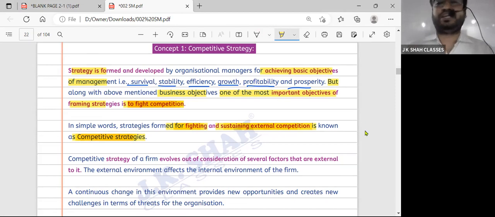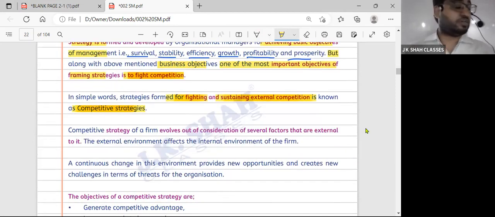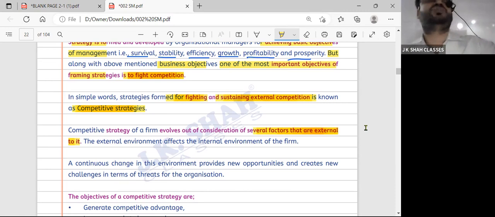And this is what I give you example for. Your competitive strategy will evolve out of consideration of factors of external environment. So if your competitor is offering some complementary product, you may have to think about giving some complementary product or reducing the selling price or increasing some quantity. Otherwise, your customer will switch to that particular competitor.